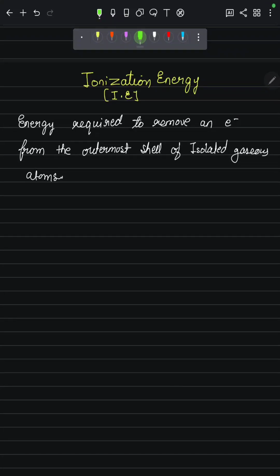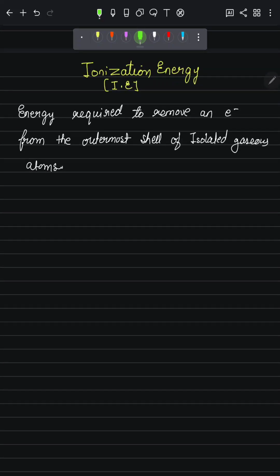Now let's discuss the important next topic, which is ionization energy. Ionization energy is the energy required to remove an electron from the outermost shell of an isolated gaseous atom. If A is a gaseous atom and an electron is removed, then a positive charge will come here. This is called the first ionization energy of A.